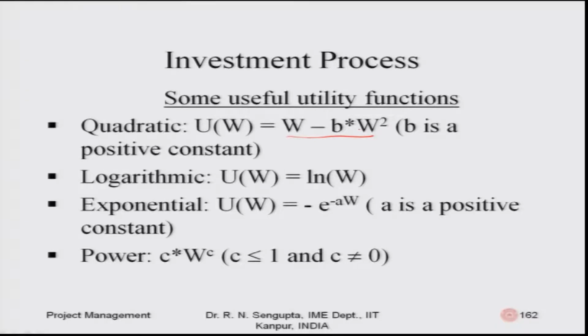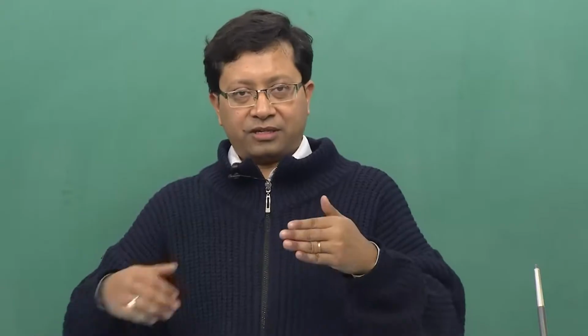And while coming back to this, sorry I missed it. So, this value b is also a parameter which is constant in its value. And the power function is given by c into w to the power c, where c is less than 1 and not 0. So, this is also a parameter for that power function. So, let us consider the concept of u prime, u double prime, a and a prime, r and r prime for all these 4 utility functions, and let us spend some time in discussing that.